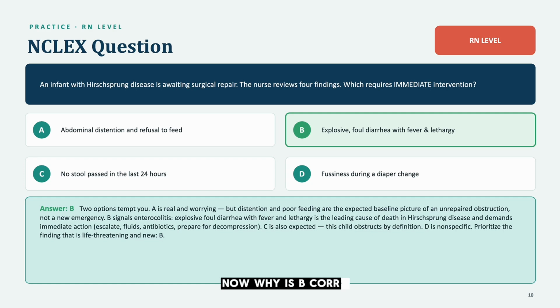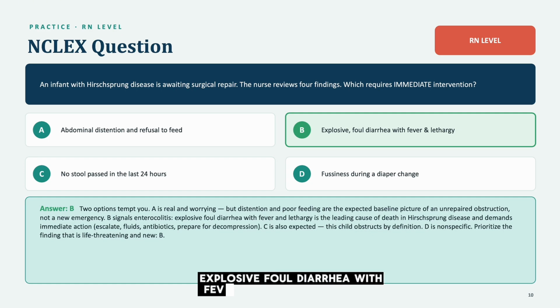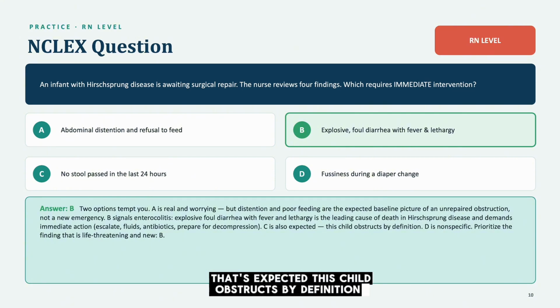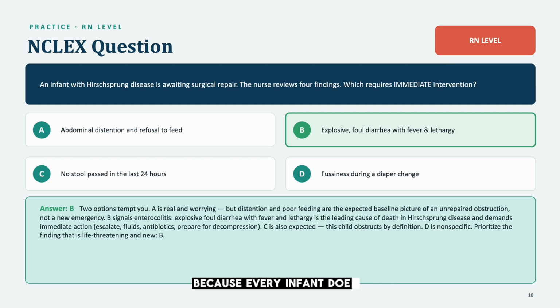Now, why is B correct? Explosive foul diarrhea with fever and lethargy, because that is enterocolitis, the number one cause of death in this disease. It's new and it's life-threatening. It demands immediate action. That would be your first move. C, no stool in 24 hours. That's expected. This child obstructs by definition. D, fussiness at a diaper change. It's non-specific because every infant does that.